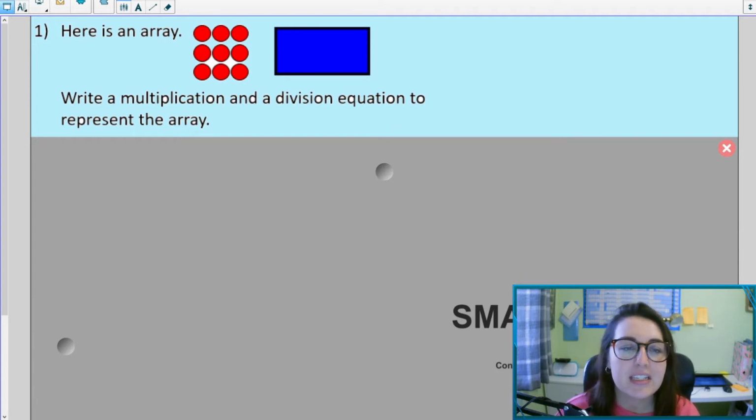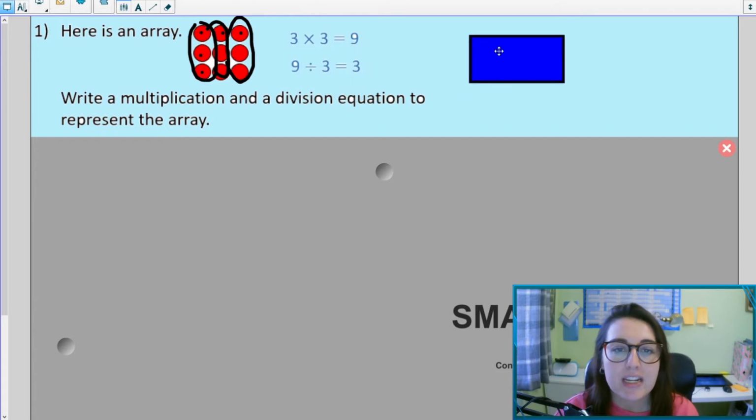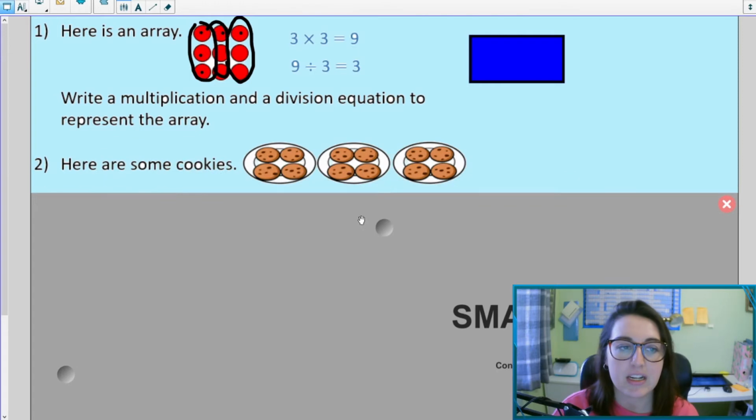Okay, so the sentences that we can get, we're going to start with our multiplication. So how many columns have we got? We've got 3 columns with 3 in each column, which means we are doing 3 multiplied by 3, and in total we get 9. Now the division sentence is starting with the biggest number, so 9 things shared into either groups or rows. This time it doesn't matter. If we share them into 3 groups, we get 3 things in each. So these are our 2 sentences. 3 times 3 is 9. 9 divided by 3 is 3.